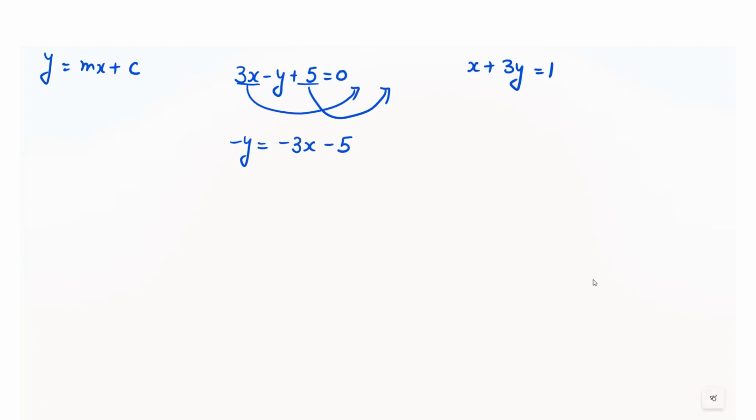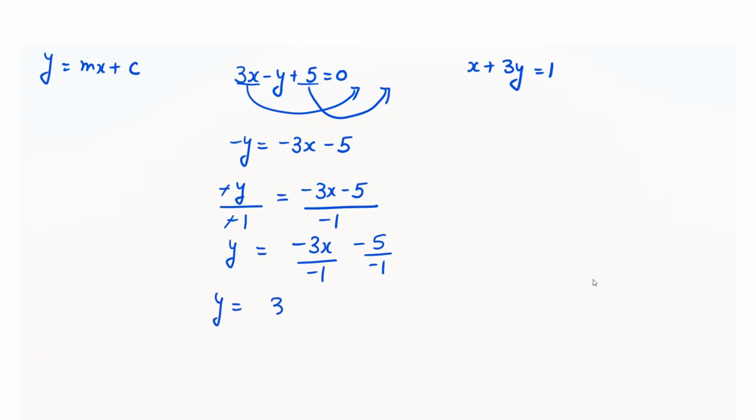Now since it is -y, we have to calculate the value for y here. So I'll do -y divided by -1 is equal to -3x - 5 divided by -1, because I have to divide both sides by -1. So this and this will cancel. We'll get y = 3x, and we have to expand it, -5 over -1. So finally we'll get y = 3x + 5. Now if I compare this equation with y = m1x + c1, the value for m1 is equal to 3.